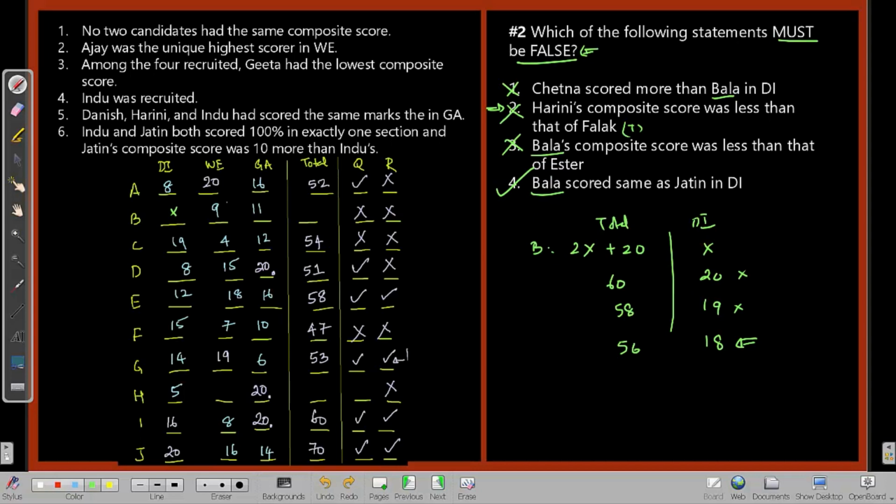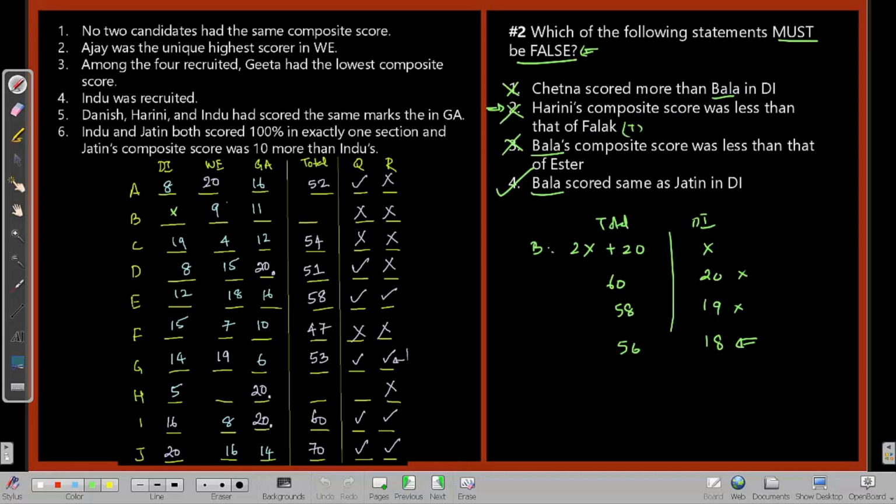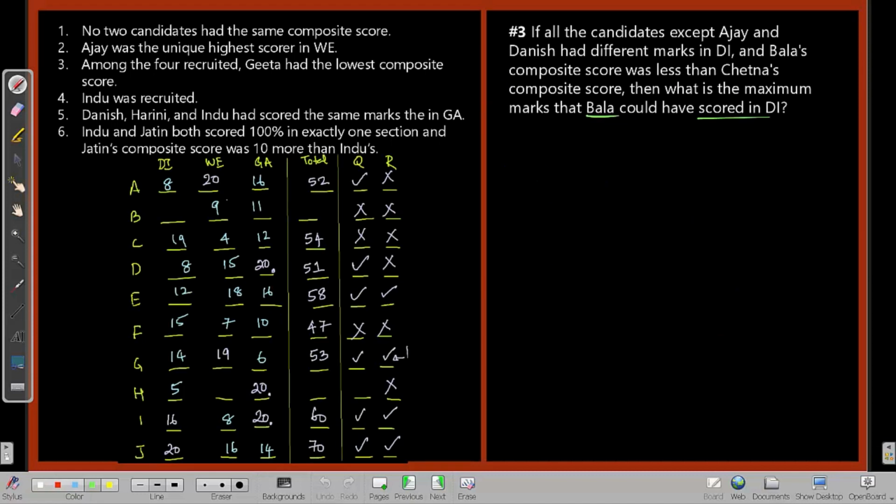And now that we have got some story with respect to Bala, the next question talks about what is the maximum score Bala could have scored in DI. Okay, so we could work with the same piece of information, and then hopefully we'll get the answer. Let's go and check what is happening here.